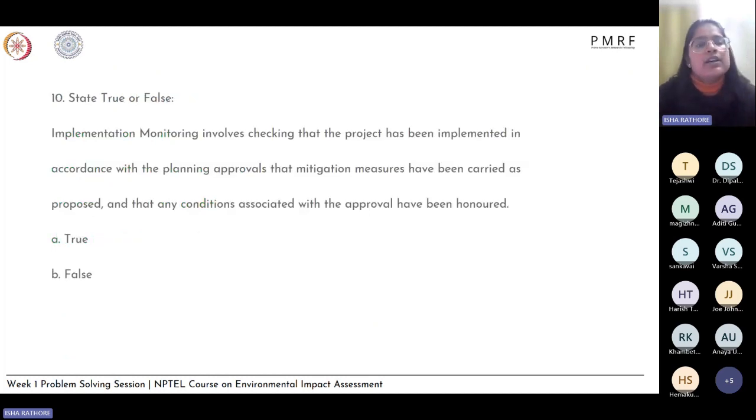Okay, moving on. So again, a straight true or false. Implementation monitoring involves checking that the project has been implemented in accordance with the planning approvals, that mitigation measures have been carried out as proposed, and that any conditions associated with the approval have been honored. So is this statement true or false?